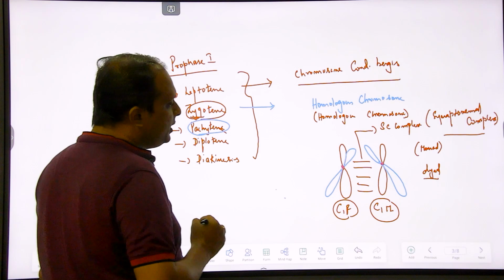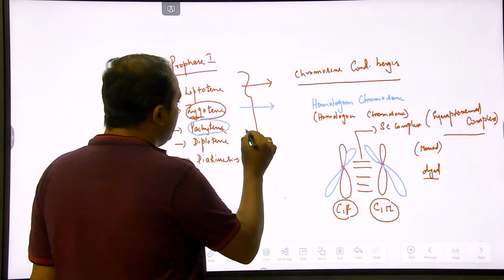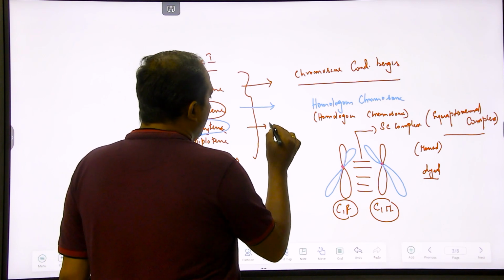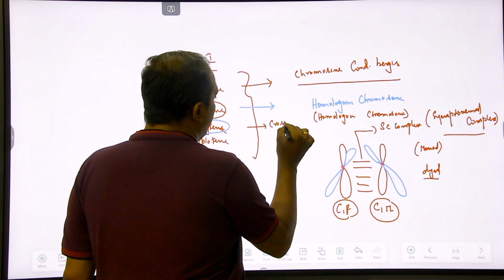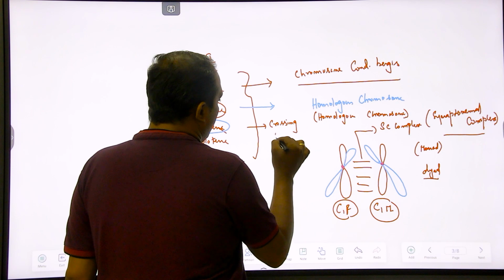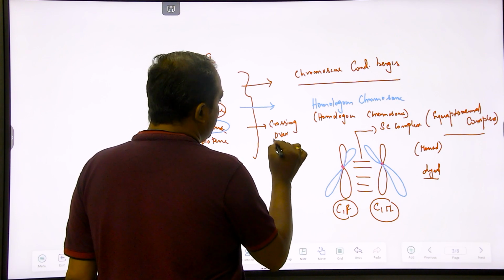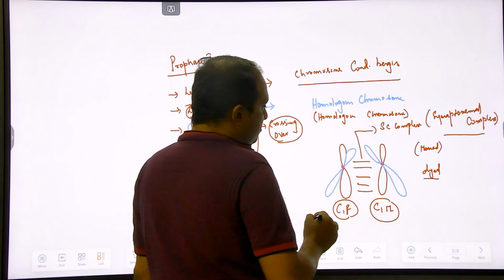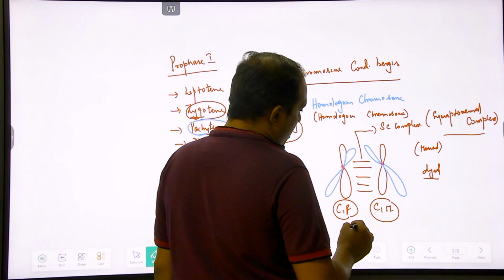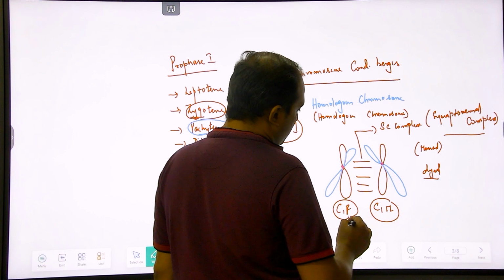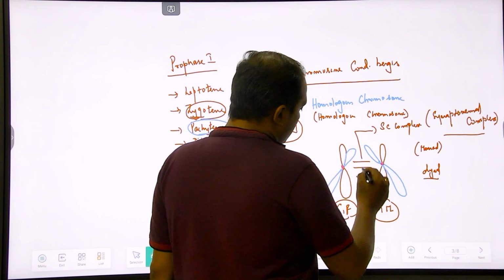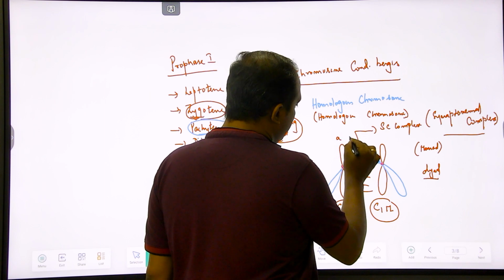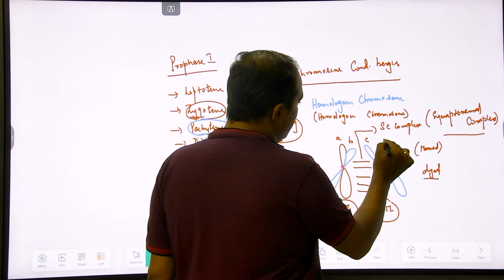One important event that is going to happen in pachytene stage is crossing over. One important event that is expected here is crossover. What happens here is, this is C1F. Let me call this as A chromatid, B chromatid, C chromatid, D chromatid.